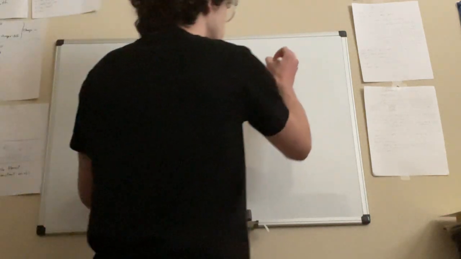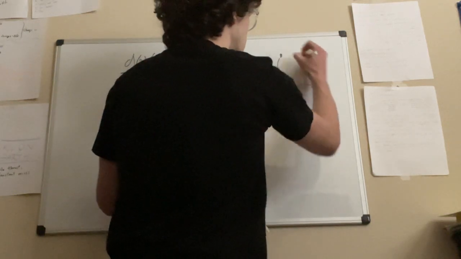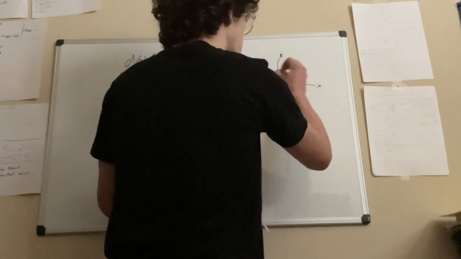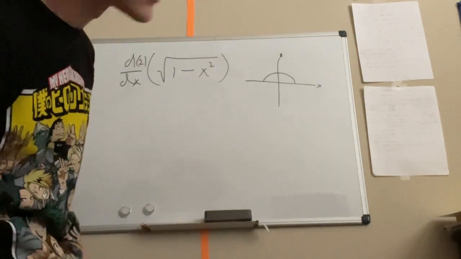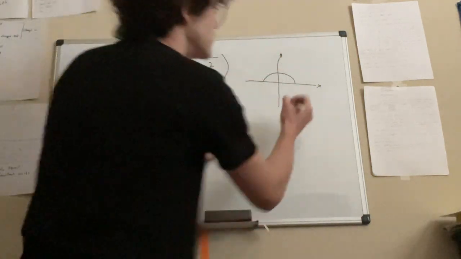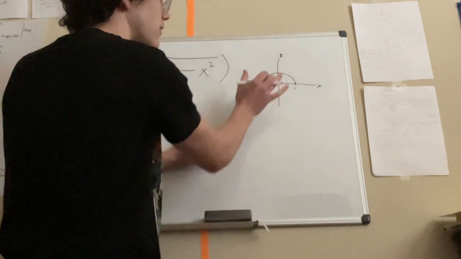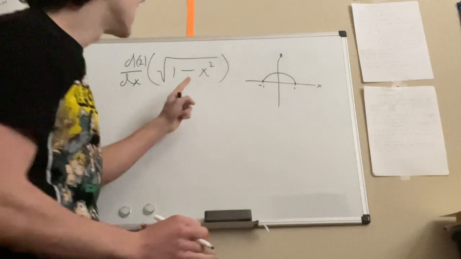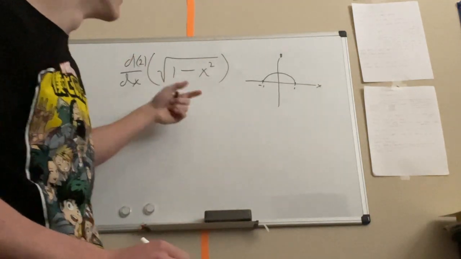Alright, so let's graph this, just as a quick little graph. You may notice this is the equation for a semicircle with radius 1. So this is 1, and this is negative 1. They both intercept at 1 and negative 1, because if you plug 1 into this, it equals 0, and plug negative 1 into this, it equals 0.